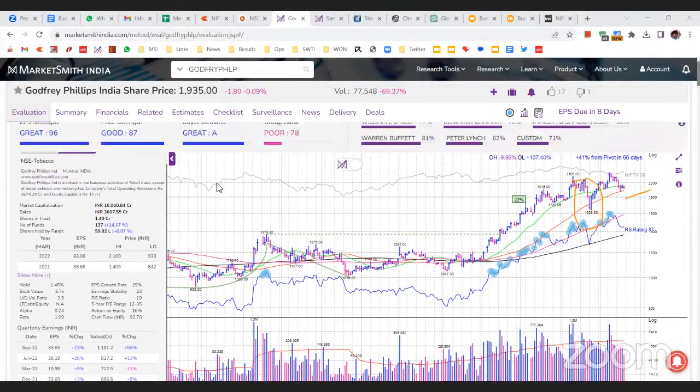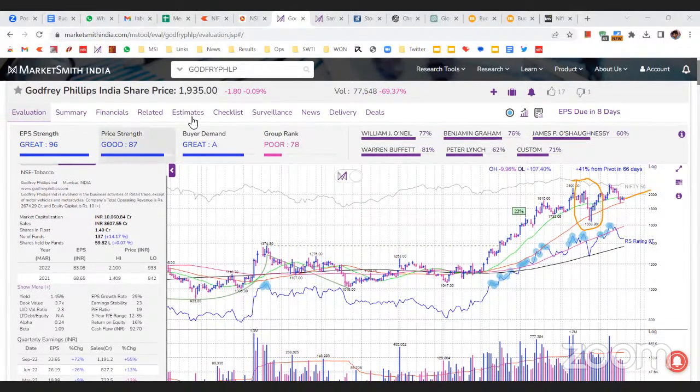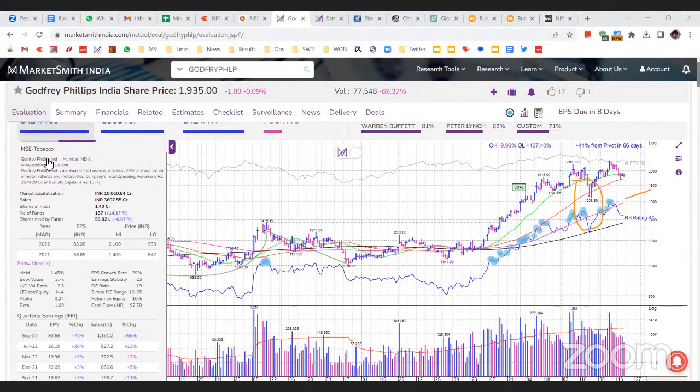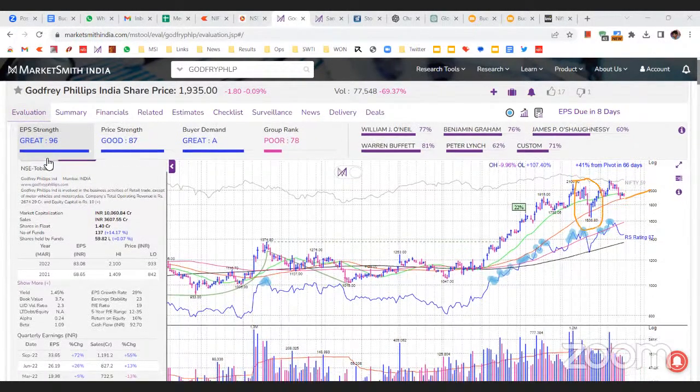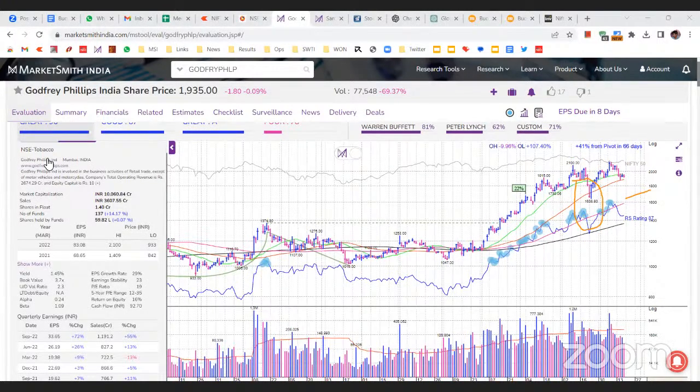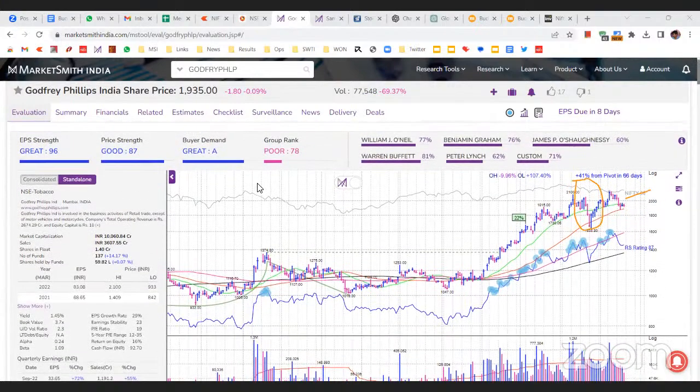On the O'Neill parameters, it is looking very strong. You can see EPS rating of 96, indicating very strong earnings. The company has been reporting a very good set of numbers quarter on quarter, both on sales and on profits. Technically also the rating has been very good, and it has hit blue dots many times in the last couple of months. The blue dot formation is a very crucial sign that the stock is making very good advancement and technically improving.